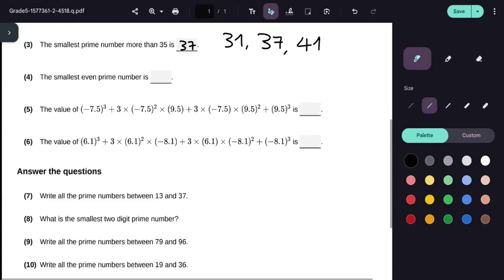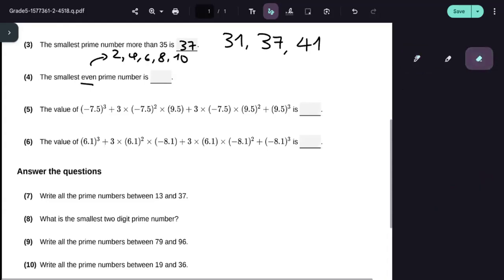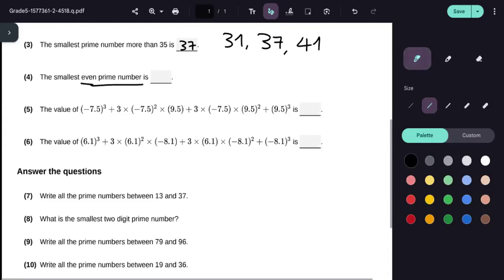Alright, next one, question 4. The smallest even prime number. Even is 2, 4, 6, 8, 10, just to recap your memory. Those are even numbers. So they want the smallest even prime number. This one only has one answer, which is 2. Because you have 2, 3, 5, 7, 11, 13, 17, 19, and so on and so forth. So this will be the only even digit there is.